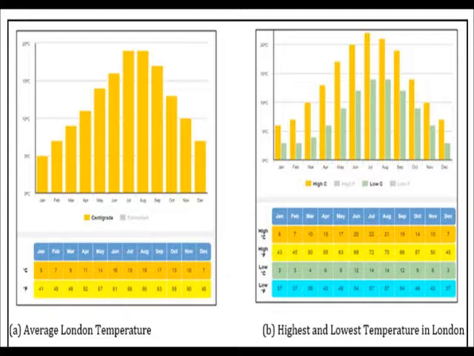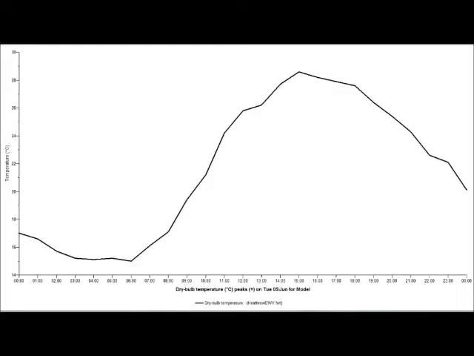The average high temperature and the daily mean are the highest between June and September. The 5th of June is the hottest day in London.